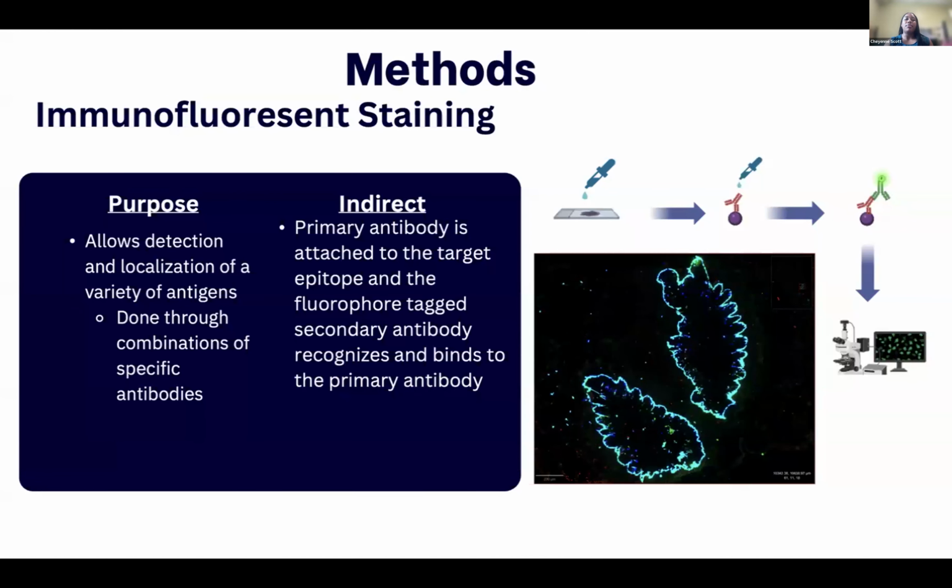So we did this by immunofluorescence staining. The purpose of it is that it allows us to get a visual of the localization of these cells. It's done basically through specific antibodies. We used indirect staining. So this is basically where a primary antibody is attached to the target antigen that we're looking for, and then we use a secondary antibody to attach to that primary antibody, which is tagged by a fluorophore, which allows us to get a good image here.